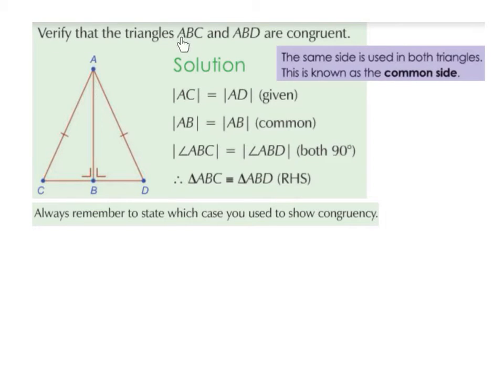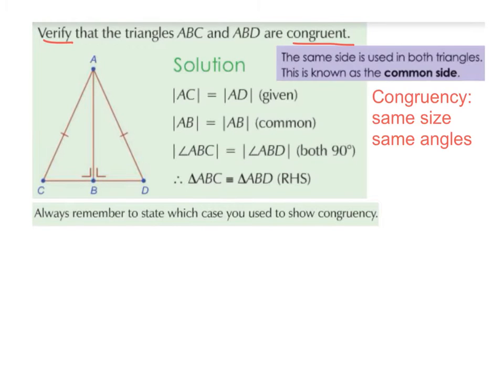Verify that the triangles ABC and ABD are congruent. Because they're telling us to verify, this means that the triangles are definitely congruent, and we just have to prove that they are. So what does congruent, or congruency, mean?